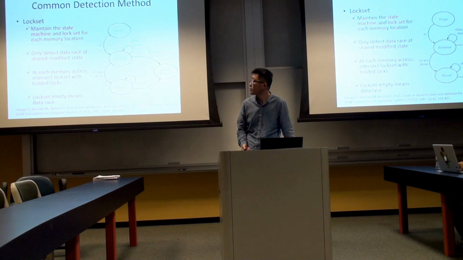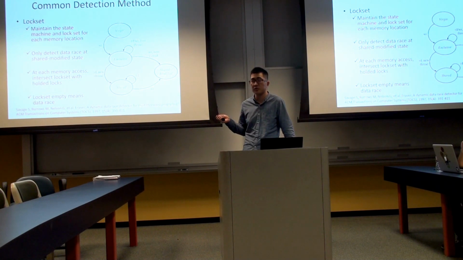Another one is lockset. The idea is a little bit different from the previous one. This one is based on locks. First, it maintains a state machine for all variables to see how the program accesses each variable. Perhaps it's exclusive, perhaps it's shared read-only, perhaps it's shared read and write. We only detect data races in the shared read-write state because we need at least one operation to be a write.